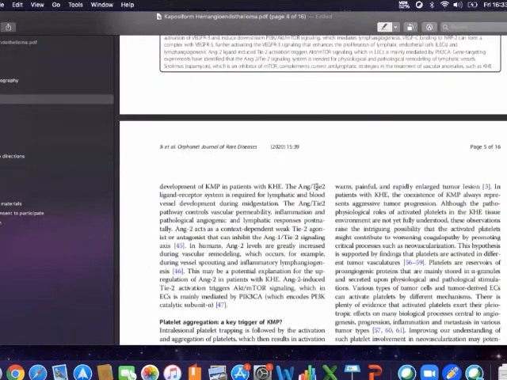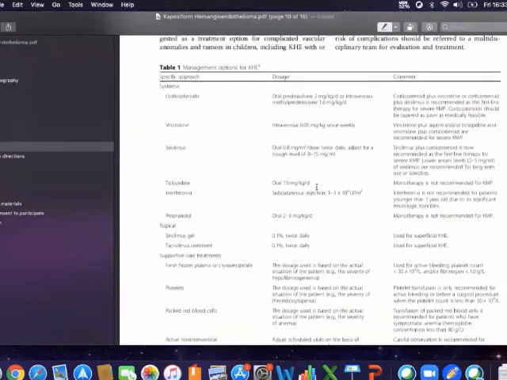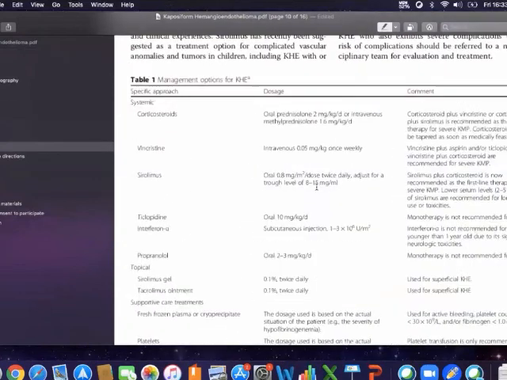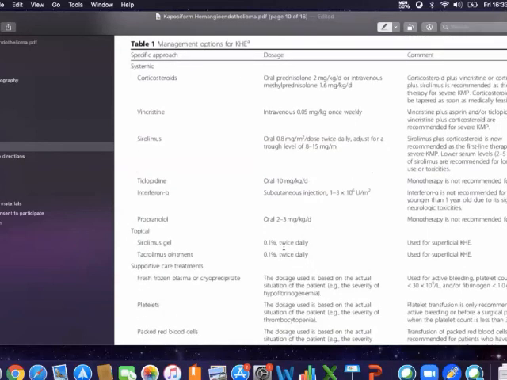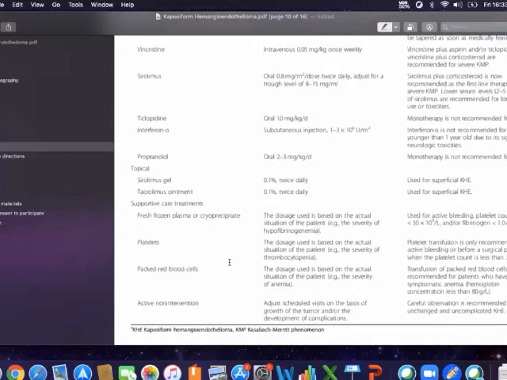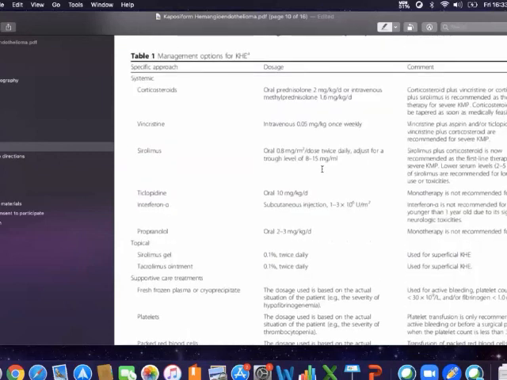This clearly illustrates which drugs are used. Corticosteroids we've already used; vincristine, sirolimus, and interferon alpha subcutaneous injections have been tried, as well as propranolol at doses of 2 to 3 mg per kg per day. It also indicates when supportive vaccine needs to be given in these children. So I think the next step for us would be to give vincristine intravenously for this child. That is all for today.